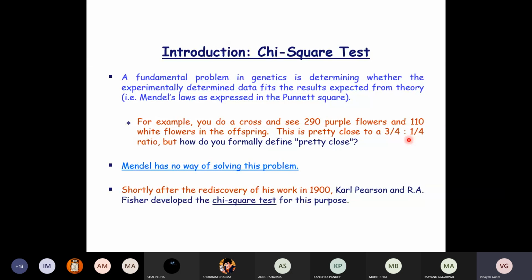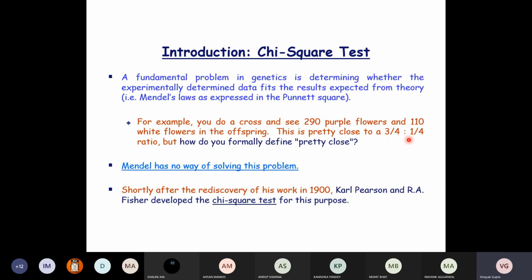But how do you define that formally? How do you define formally that pretty close? That means whether this 3:1 or this pretty close ratio is statistically significant or not. That is the idea. So basically, we want to test the outcome of a genetic cross, whether it is following the laws of genetics or not. That is the outcome of the chi-square test.